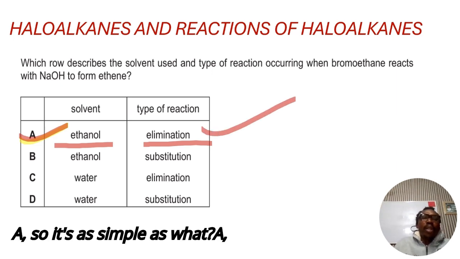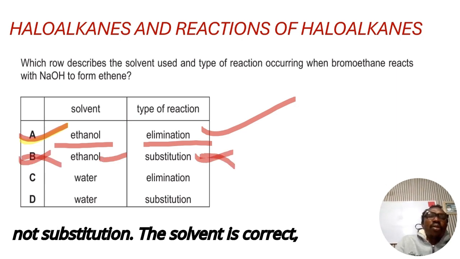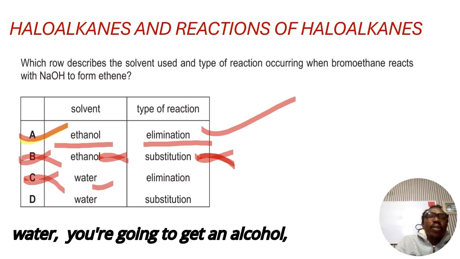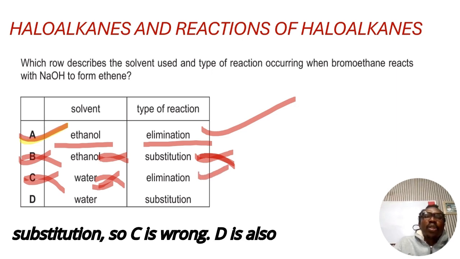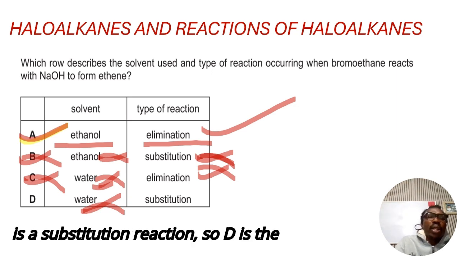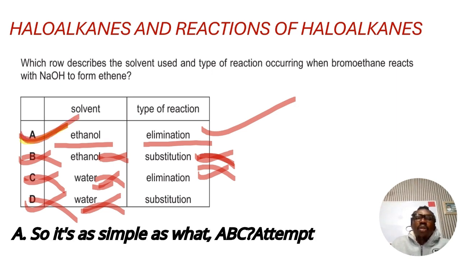So the correct answer to this question is A. So it's as simple as A, B, C. B is the wrong answer, because it's not substitution. The solvent is correct, but the type of reaction is not substitution. So B is not correct. Then C. If the solvent is water, you are going to get an alcohol, and the reaction will be what? Nucleophilic substitution. So C is wrong. D is also wrong because the solvent is water, which will give you alcohol, and the reaction is a substitution reaction. So D is the wrong answer. So the correct answer is A.